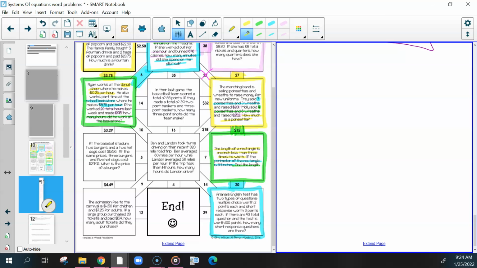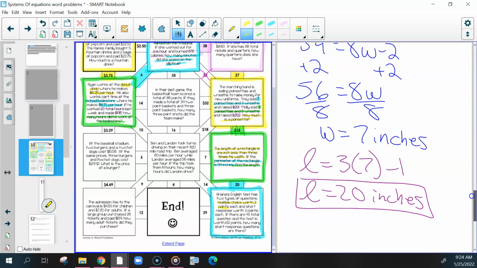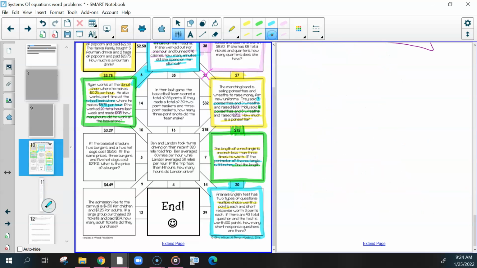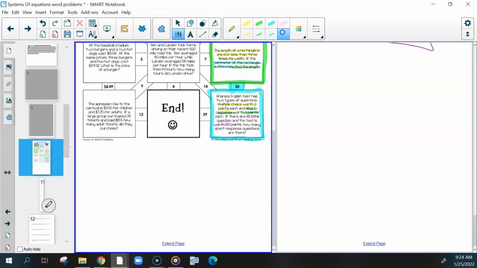What's important in this one? There's 14 short questions and it has a score. How many short response questions are there? Total questions, 100 points, and how many short response?